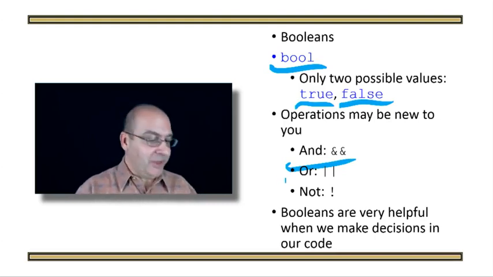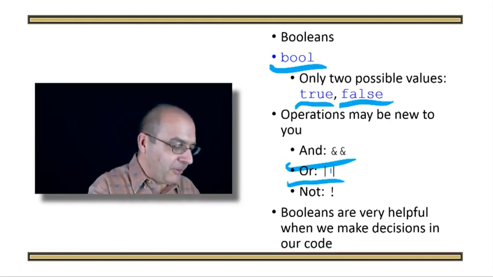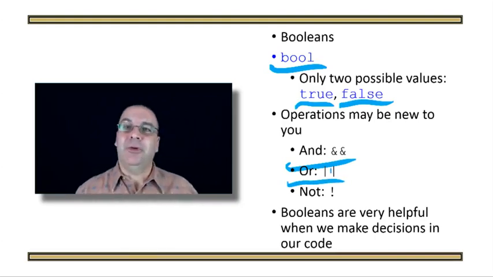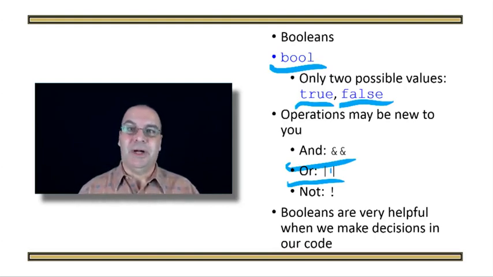The second Boolean operation is OR. And OR works differently. OR is basically checking to see if one or both of them are true. So the only way that OR evaluates to false is if both of the operands are false.